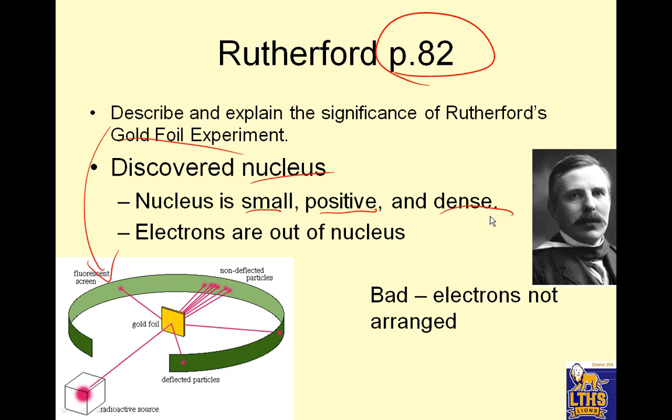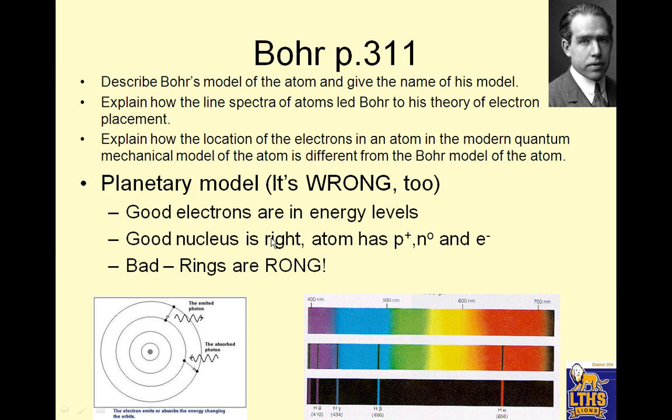Okay, and the electrons that were discovered by Thomson were still there, but they were outside of that nucleus. All right, so the nucleus is a small, positive, and dense material inside an atom. Electrons are outside the nucleus, but also in the atom. And this experiment, the gold foil experiment, helped to determine that. What's bad about this is we still don't know how those electrons are arranged outside.